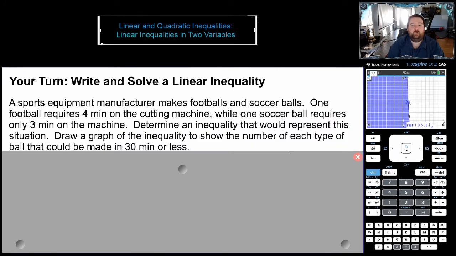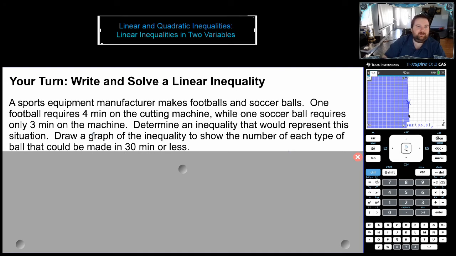All right, it's going to be your turn. I promise yours is a lot easier. You don't need a graphing calculator for it, okay? This is in your workbook. Go ahead and try it out. And when you're done, come back and check the solution. I'll see you soon.